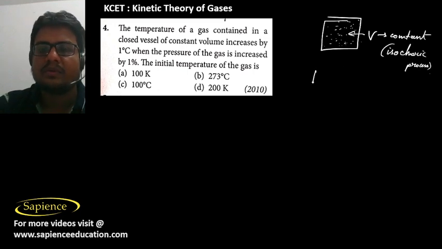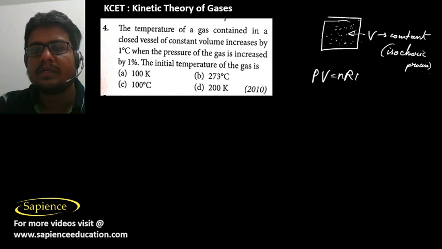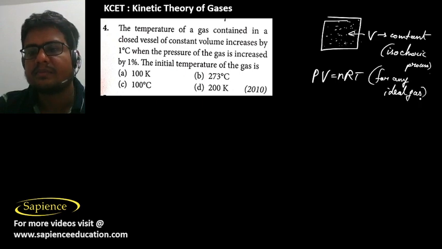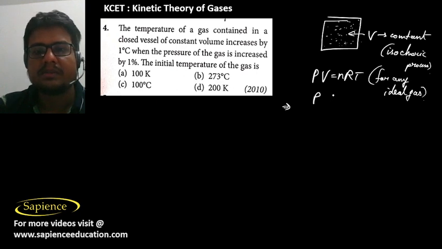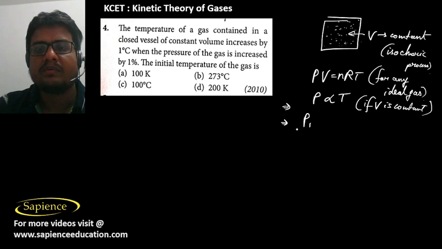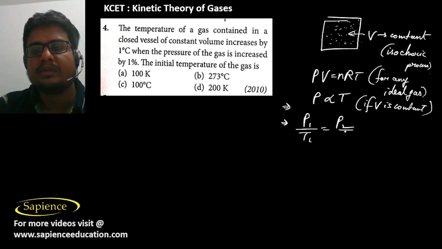Now we know that PV equals nRT for any ideal gas. For any ideal gas, we can apply the ideal gas equation. So therefore it means that if V is constant, then we can say that P is proportional to T if the volume is constant. So now therefore I can say that P1 by T1 is equal to P2 by T2.